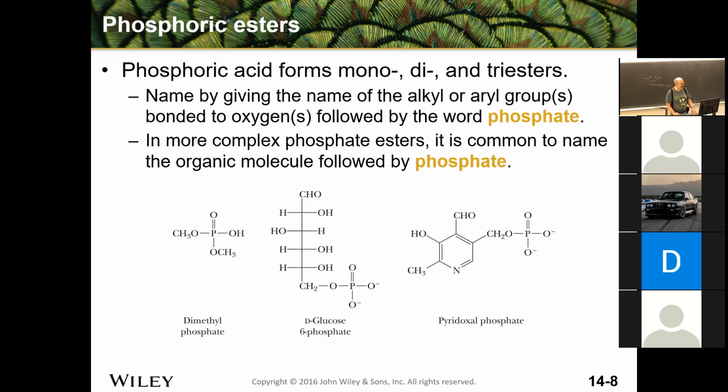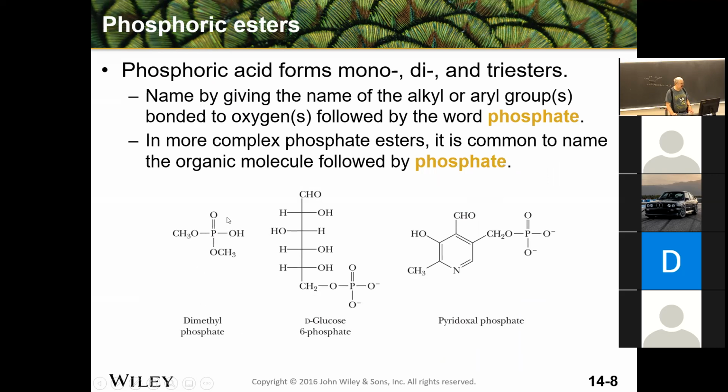Right, phosphoric acids are very important in biochemistry. Phosphoric acid can form mono, di, and triesters. We name them by giving the name of the alkyl or aryl groups bonded to the oxygens, followed by the word phosphate. For more complex phosphate esters, it's common to name the organic molecules followed by phosphate.